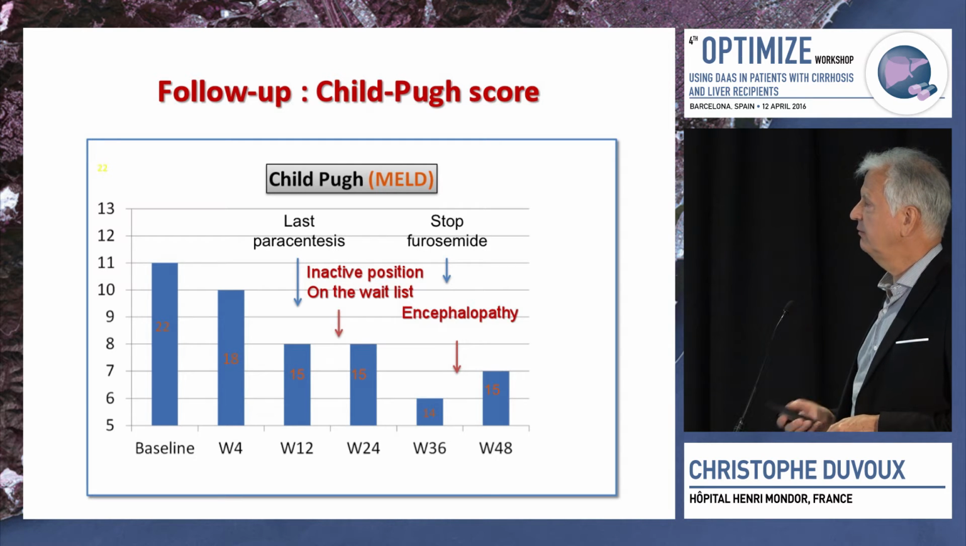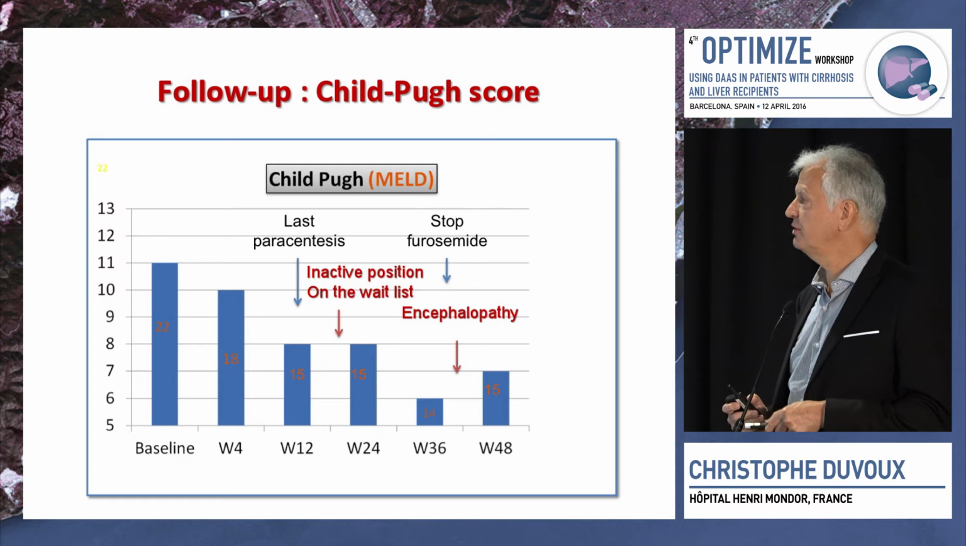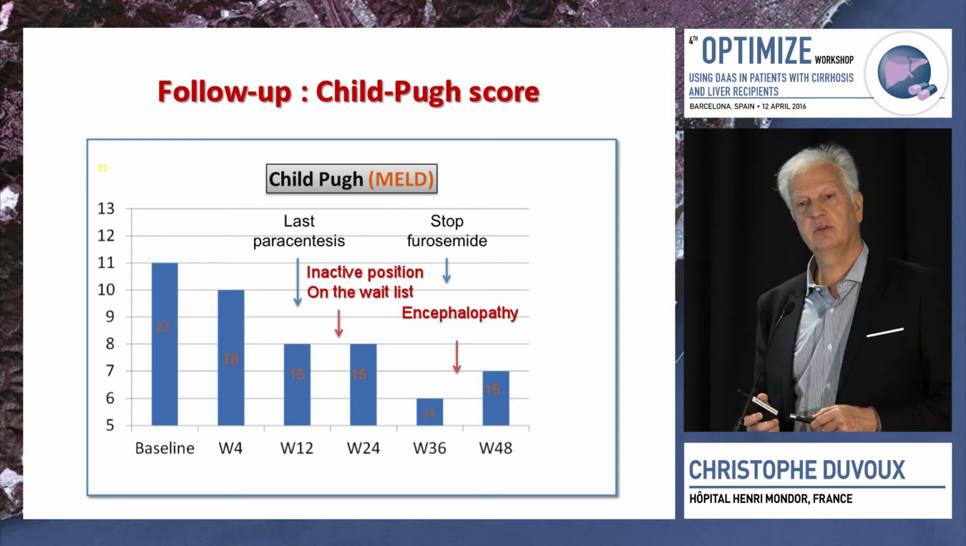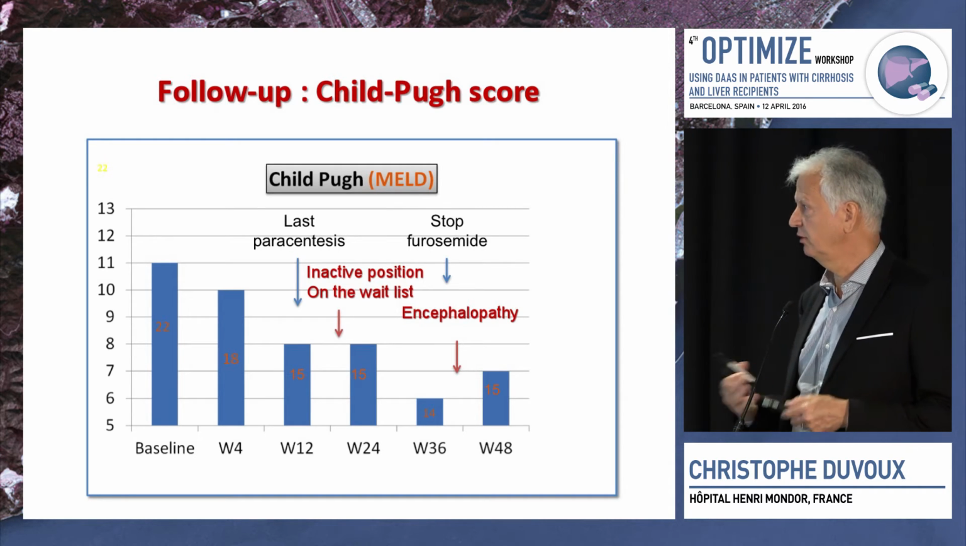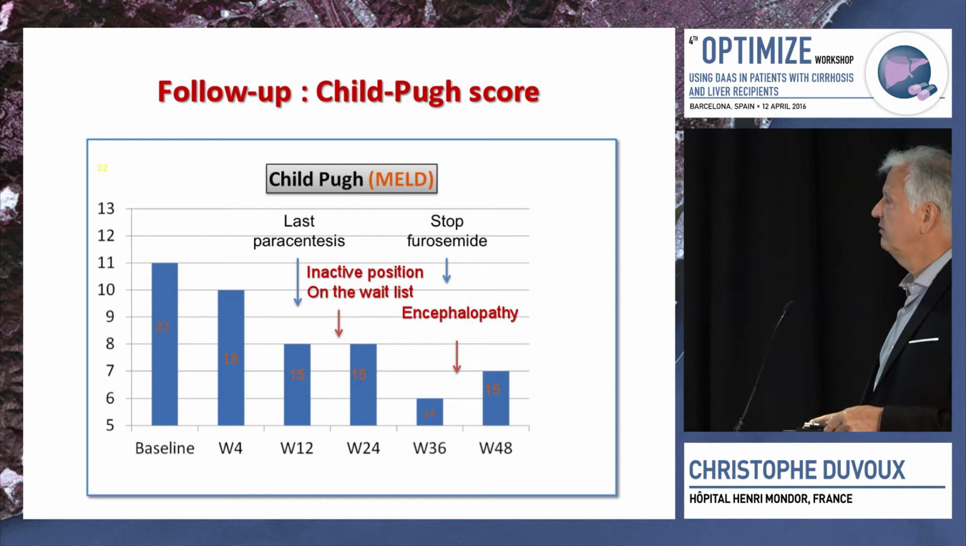Unfortunately, what happened there is that on week 38, the patient was again admitted for an episode of hepatic encephalopathy, grade 3. So a very important, severe episode of encephalopathy. So what to do there?